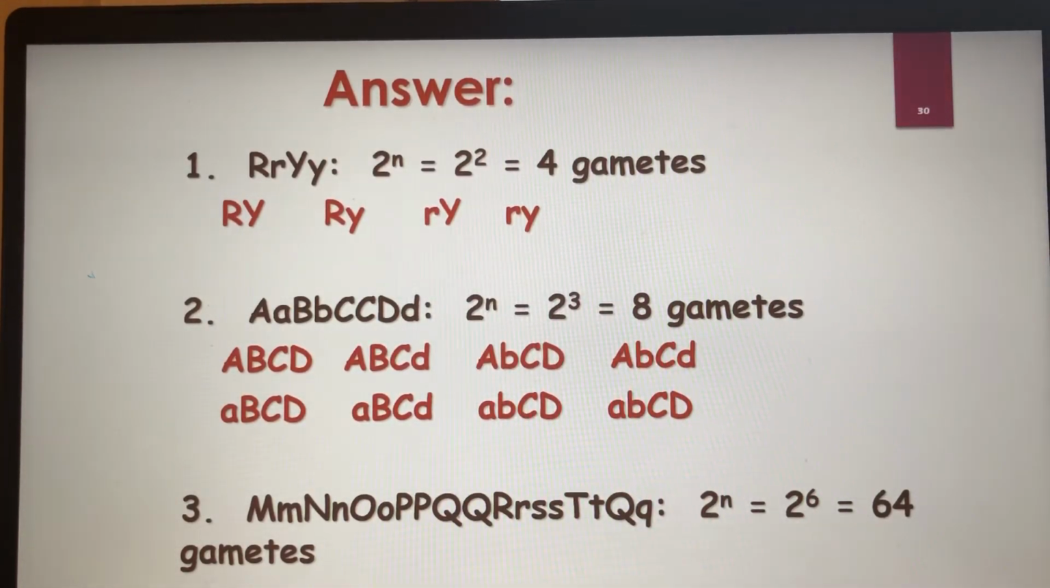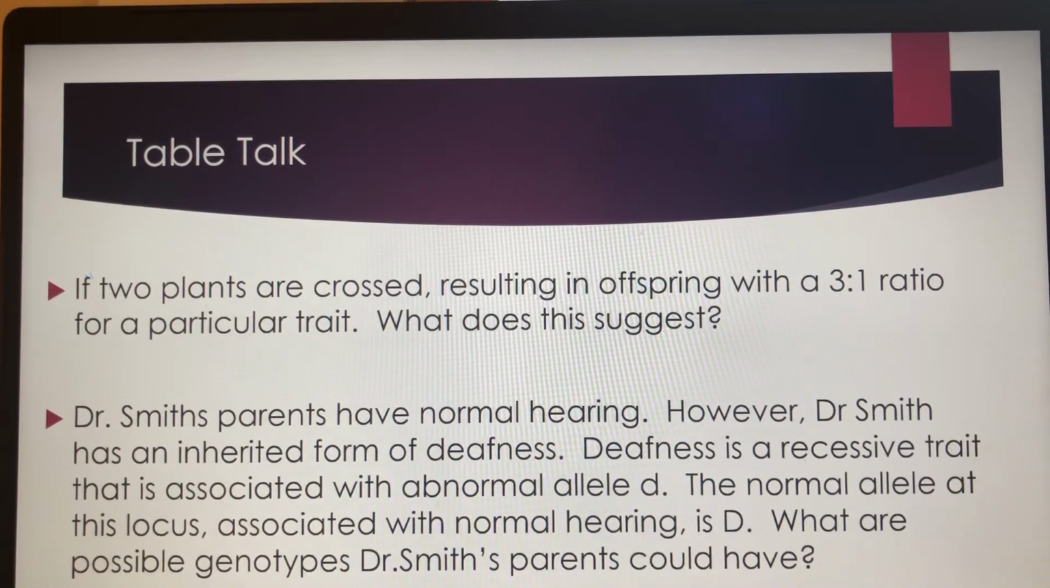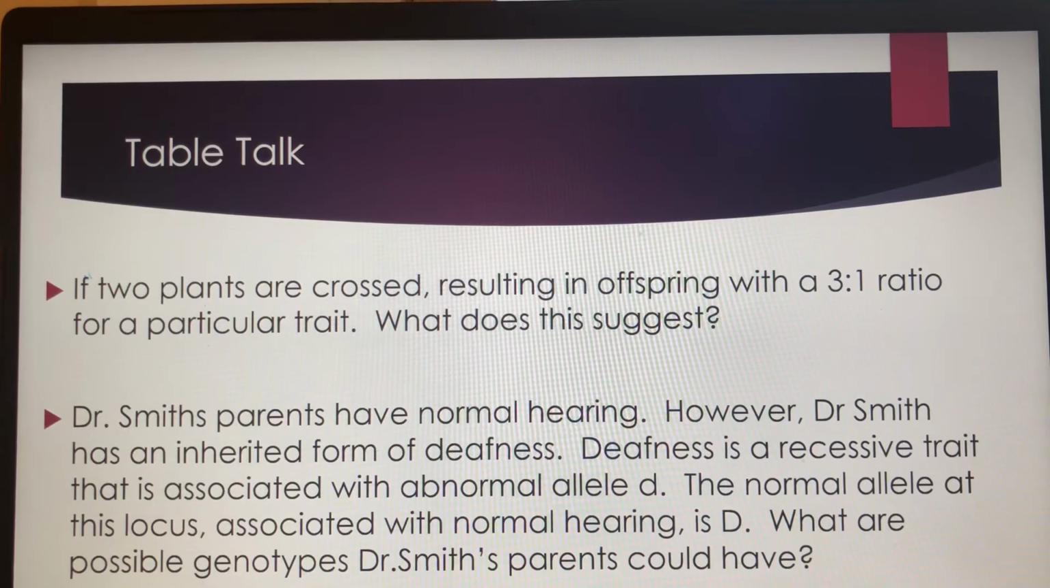You can look through these and make sure that you're good to go. All right, these are two more questions I want to run through. If you want to pause it, I would suggest doing that so that you can answer them, but I'm going to go ahead and answer them.